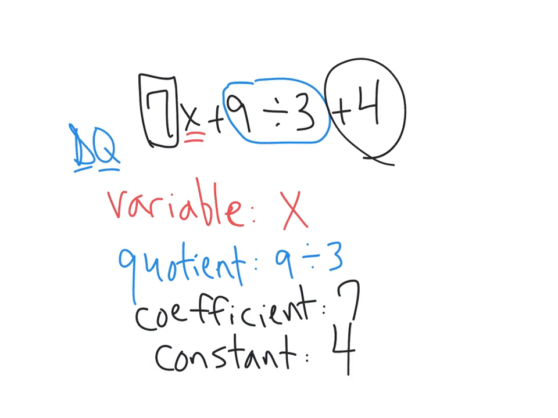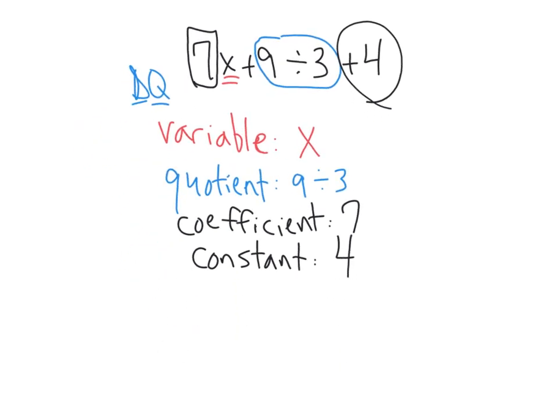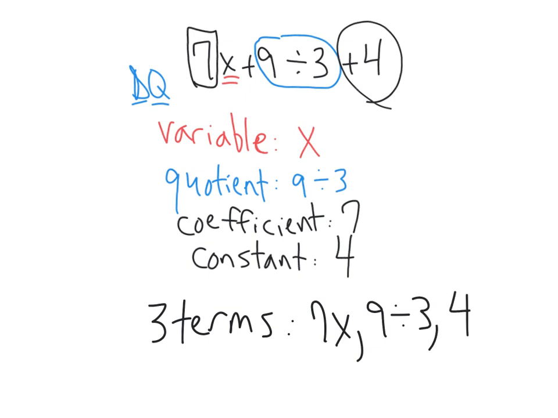Another thing they could ask you is how many terms there are. So terms, they talked about in the book as being separated by addition or subtraction. So this would have 3 terms. It has 3 terms, which would be 7x, 9 divided by 3, and 4.